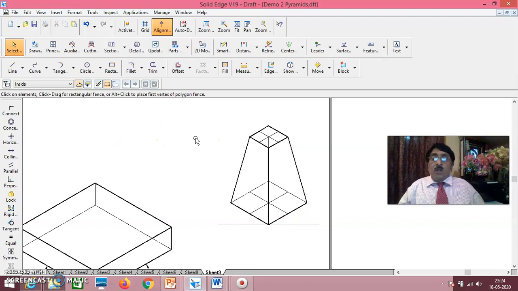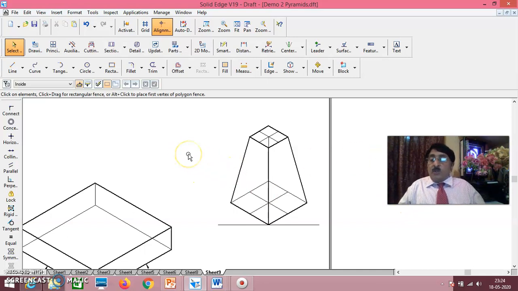Now you have got two solids. One is this frustum of a square pyramid. This is a square prism of sides 80 and height, or thickness, 20. This has to be placed centrally here. This we will discuss in the next session, that is session number 5.